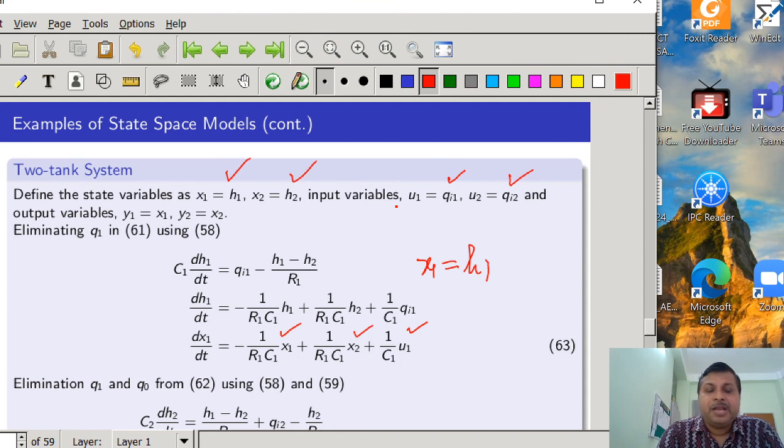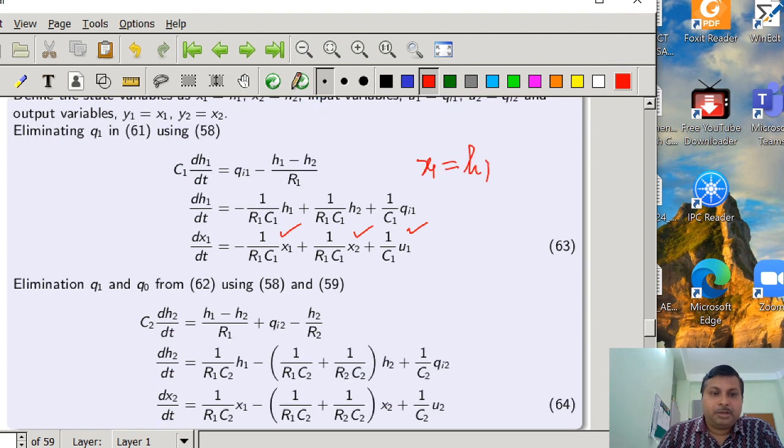So after assuming that x1 is equal to h1 and x2 equal to h2, we have written dx1 by dt, that is equation 63, and we have written the other equation dx2 by dt, and on the right hand side you see all the terms are x1, x2 and u2, because here we have replaced the q1 and q0 with their relations, and similarly to get the dx1 by dt we have replaced the q1 by this relation.